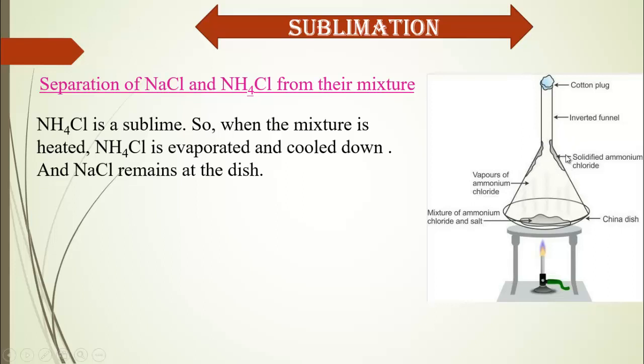In this way all the ammonium chloride from the mixture is converted into solid and gathered on the inner surface of the funnel. Only sodium chloride is left in this china dish, because sodium chloride's melting temperature is so high, 801 degree centigrade, which cannot be reached this way. So in this way we can easily separate sodium chloride and ammonium chloride from their mixture.